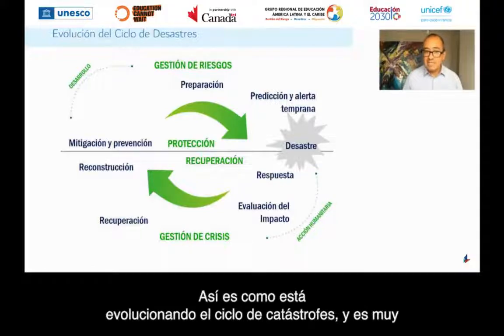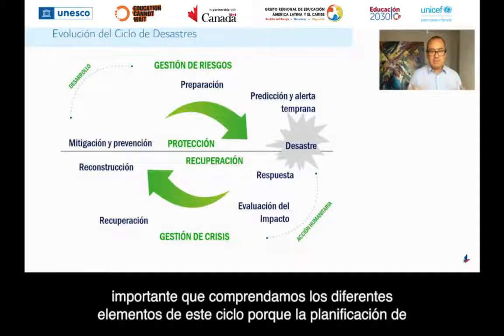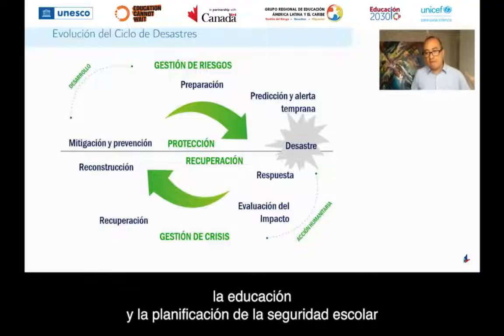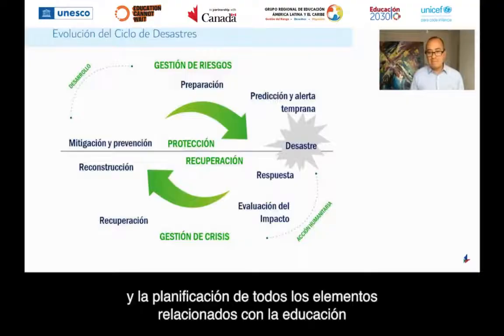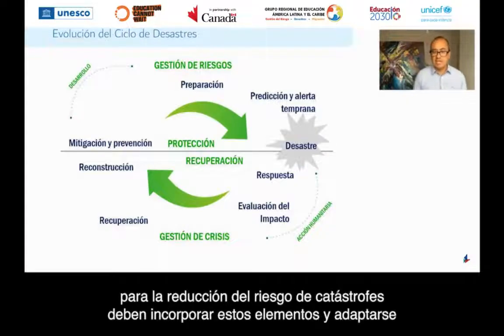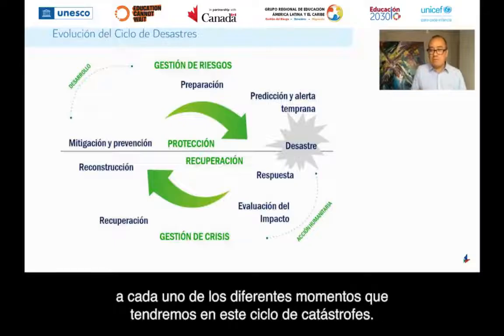So this is the part of the cycle that is related to crisis management and to recovery. This is how the disaster cycle is now evolving, and it's very important for us to understand its different elements, because planning education, planning school safety, and planning all the elements related to disaster risk reduction education need to incorporate these elements and adapt to each of the different moments that we will have in this disaster cycle.